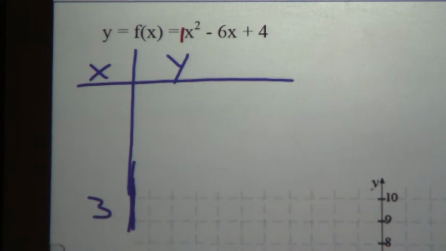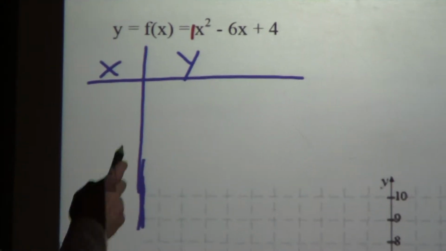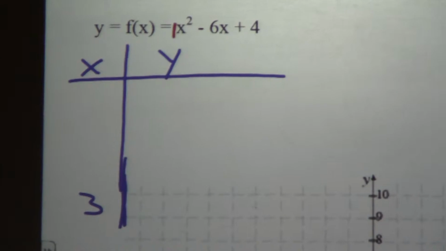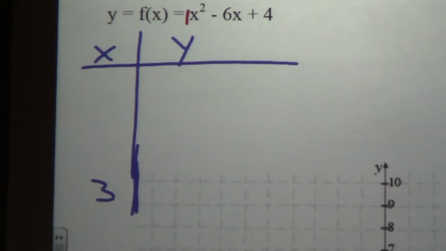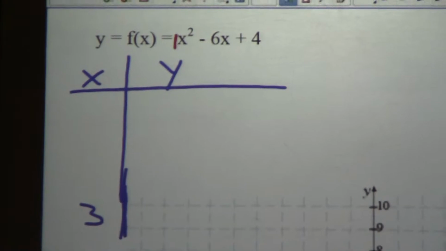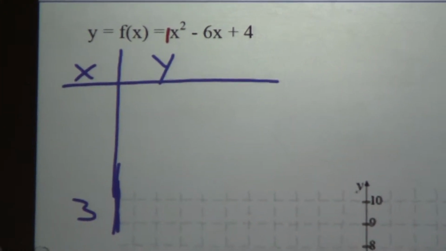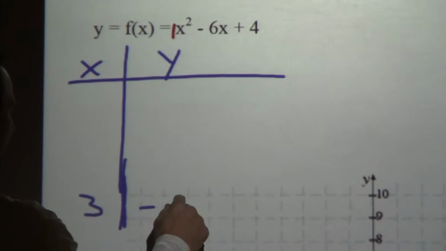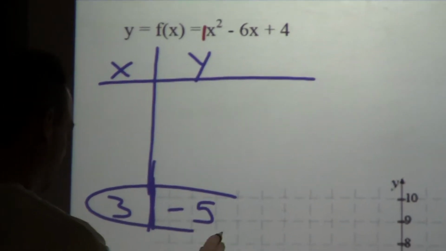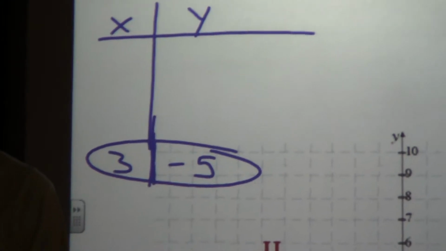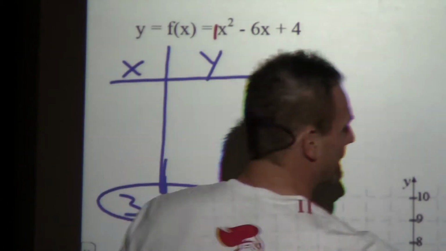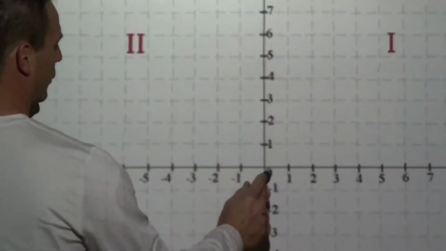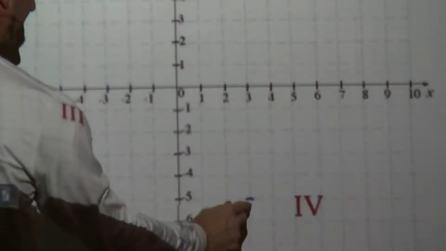All right? Let's evaluate 3. Plug 3 into my function. All right? What's 3 squared? Everybody. 9. 9 minus 6 times 3. What's 6 times 3? 18. 9 minus 18. Negative 9. And then negative 9 plus 4. Negative 5. This is the point of my vertex. This is where my vertex lies. All right, so let's find that. 3, negative 5 is down here.